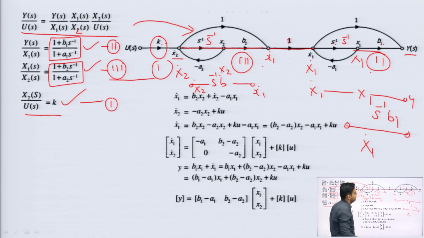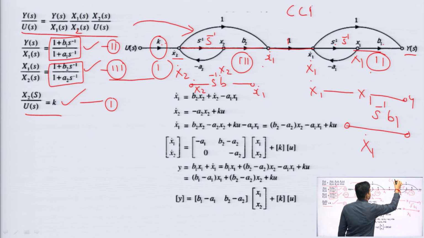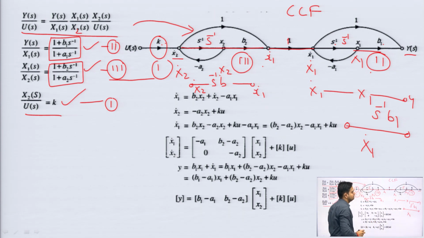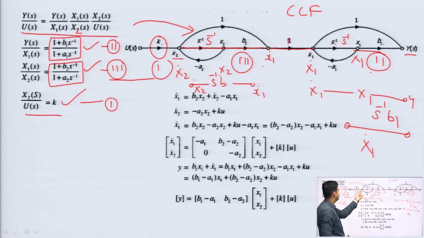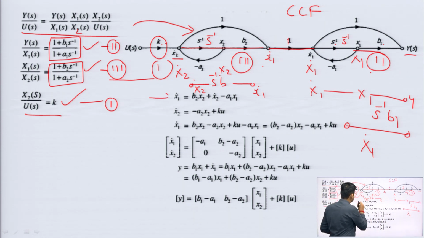So the sequence that we follow in CCF, the same sequence we have to follow. It means the lowest state vector x1 is near the output, and the highest, x2 dot, is near the input. Okay. This convention we need to follow. Now we need to write the expression of these state vectors.